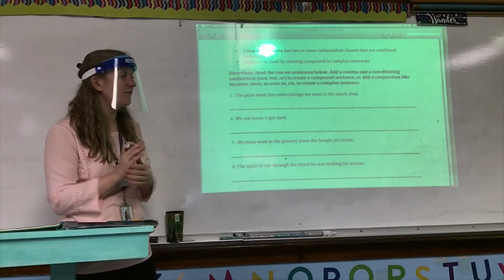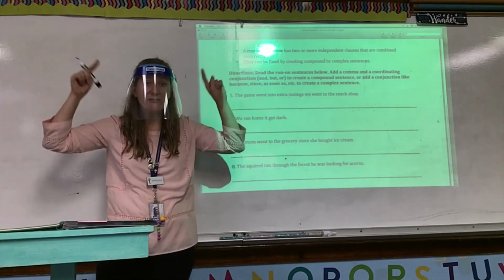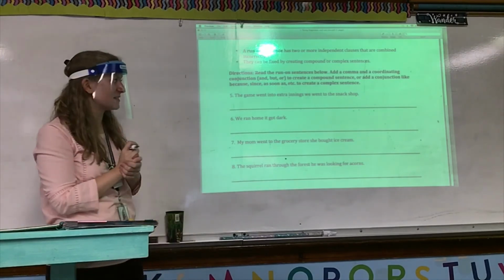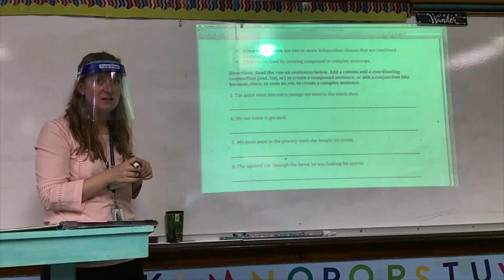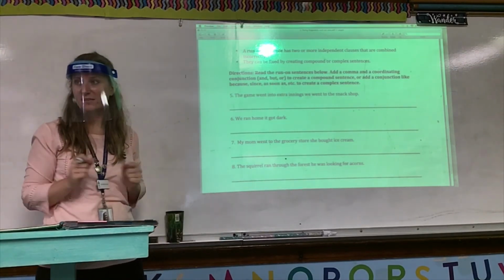So, Aaron, how could I fix this so that it's a compound sentence? Aaron, look at me. Do not forget to tell me where a comma goes. So how would we fix this so it's a compound sentence? Which means it uses and, but, or, and a comma. Focus.